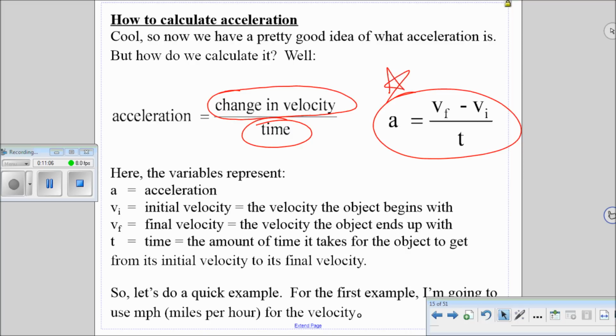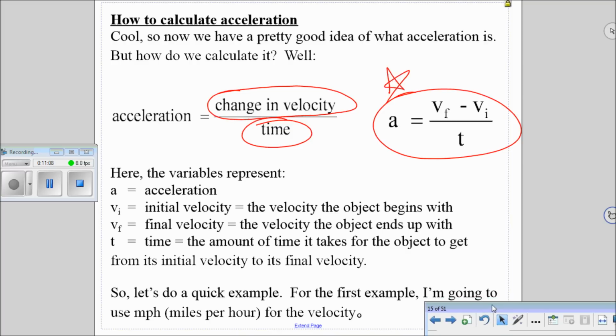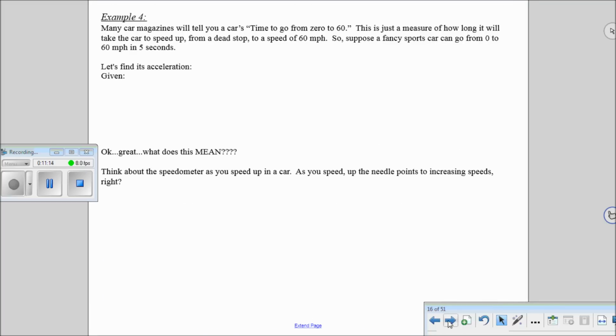All right, so let's do a quick example. For this first example, I'm going to use miles per hour again for the velocity. That will change by the end of this video here. All right. So here we go. A lot of car magazines are going to tell you the amount of time that it takes for a car to go from 0 to 60 miles. Well, 0 to 60 is the way they word it. This is just a measure of how long it takes the car to speed up from a dead stop to a speed of 60 miles an hour.